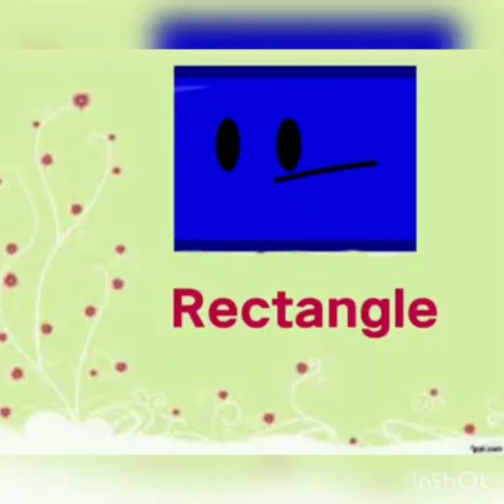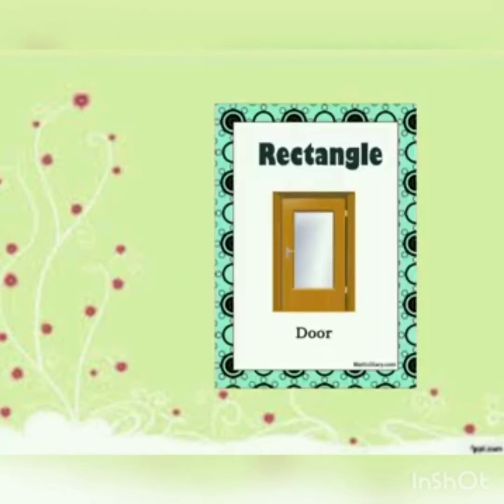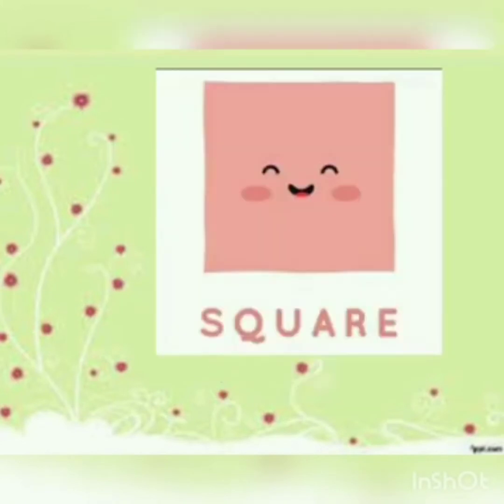Rectangle. R-E-C-T-A-N-G-L-E. Rectangle. Rectangle has four sides. Look at this. What is this, students? This is a door. And the door looks like rectangle. Next one.